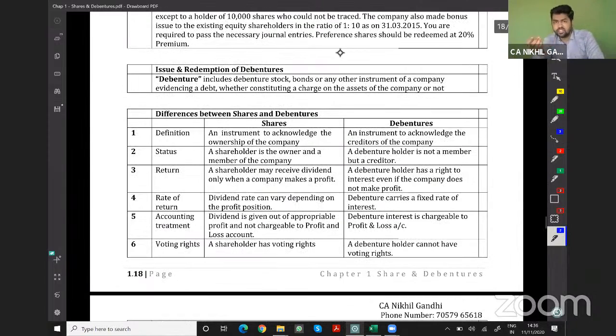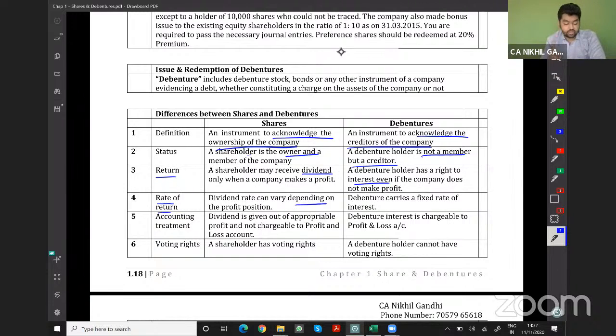See, there is a small distinction between shares and debentures. Shares acknowledge the ownership of the company. Debentures acknowledge the creditors of the company. Status: shareholders are owners; debenture holders are not members but creditors. Return is in the form of dividend for shares and in the form of interest for debentures. The rate of return depends from year to year.